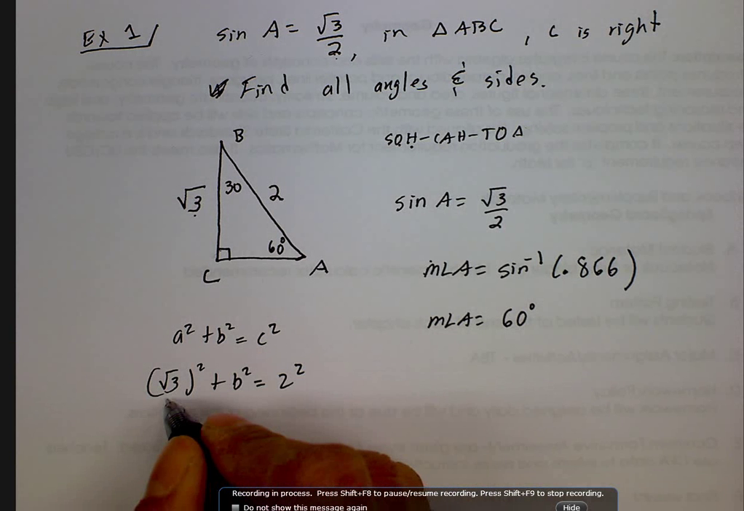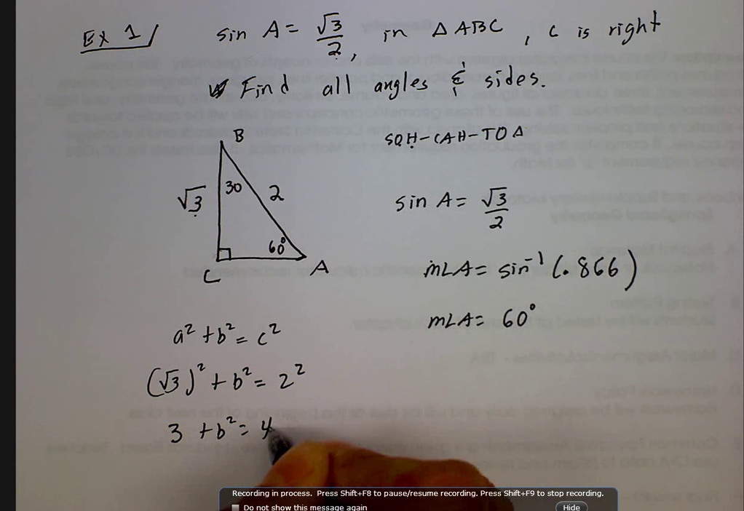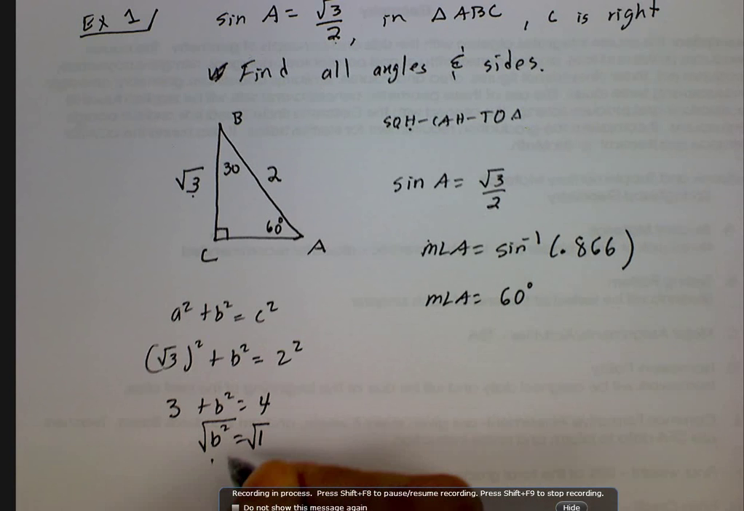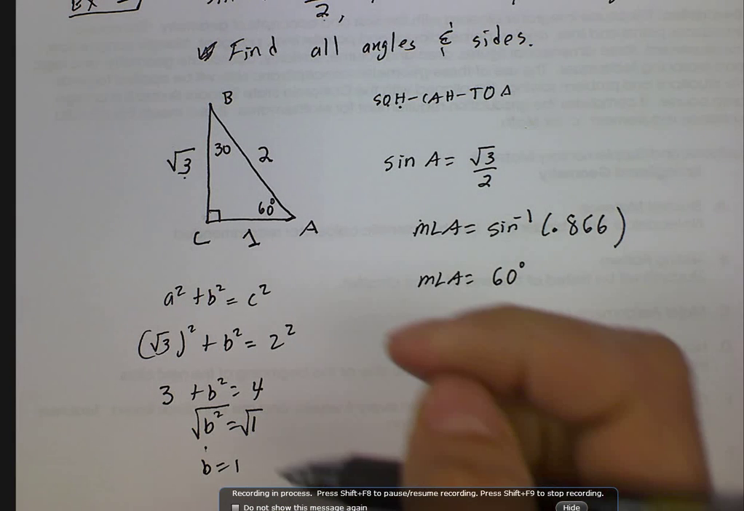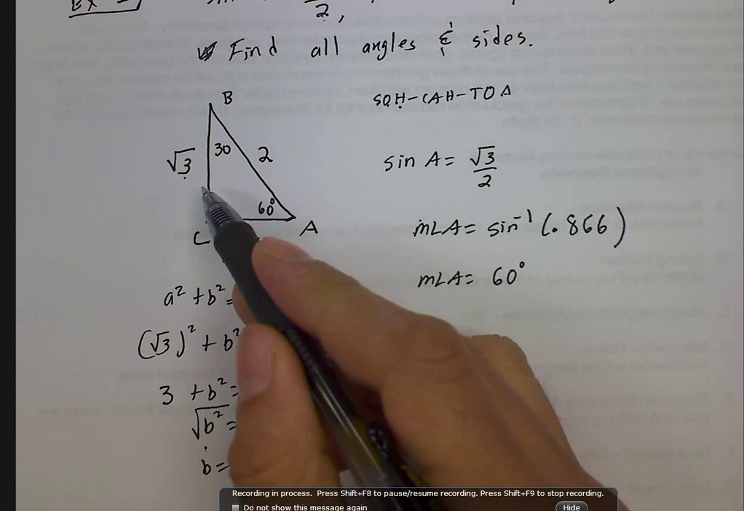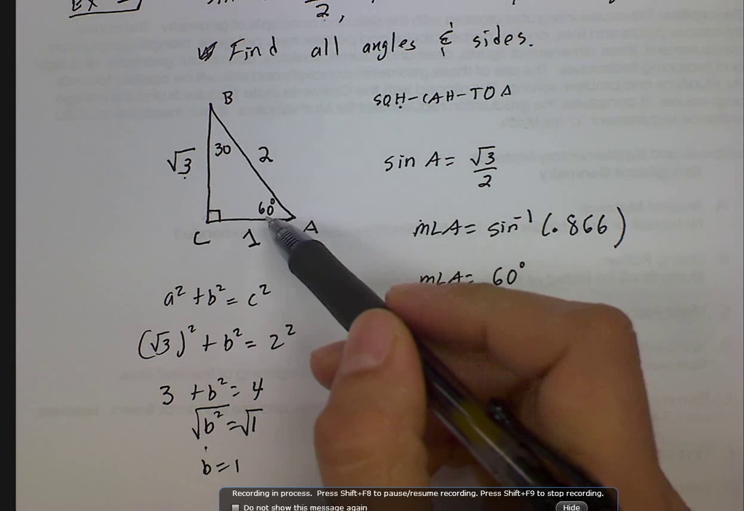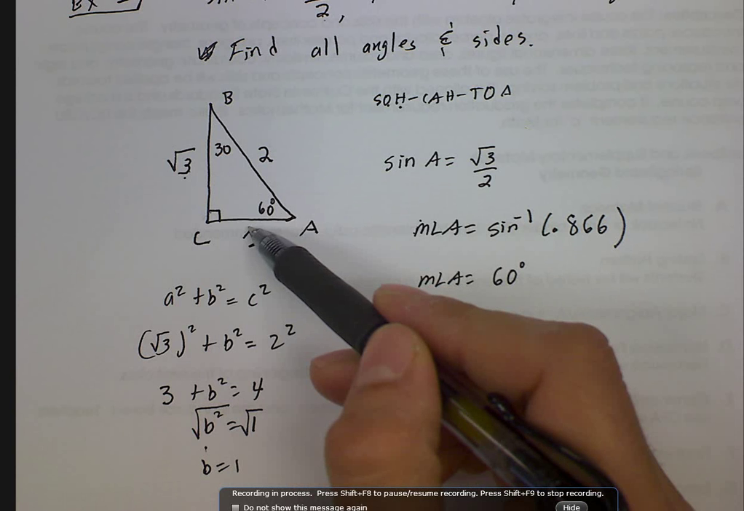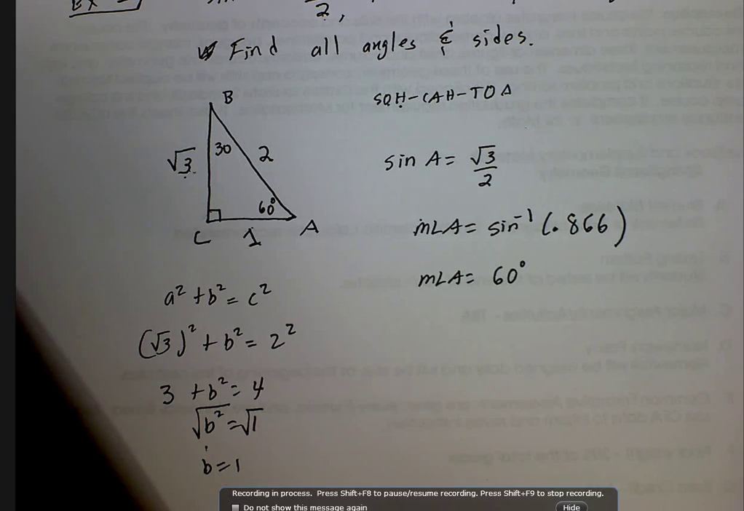Now root 3 squared is just 3 plus b squared, and 2 squared is 4. We subtract 3 on each side, and you get b squared is equal to 1. Then we take the square root, so that means b is equal to 1. Okay? So that is how we use inverse to find the missing angle, and having that we can find everything else. Now, keep in mind that this is a 30, 60, 90, and it can make sense. So you just divide this by root 3 over 2, root 3 by root 3, and you get that. Or you can divide this by half, and that's what you get for that one.